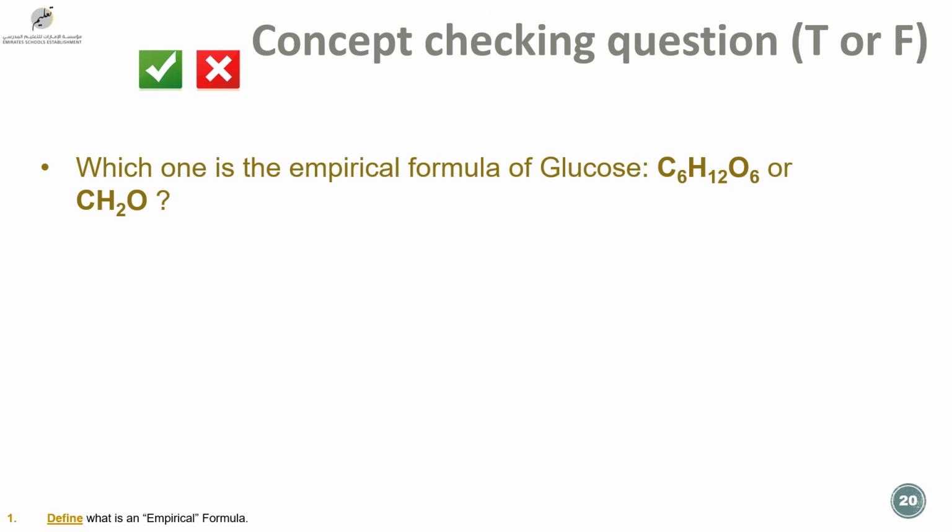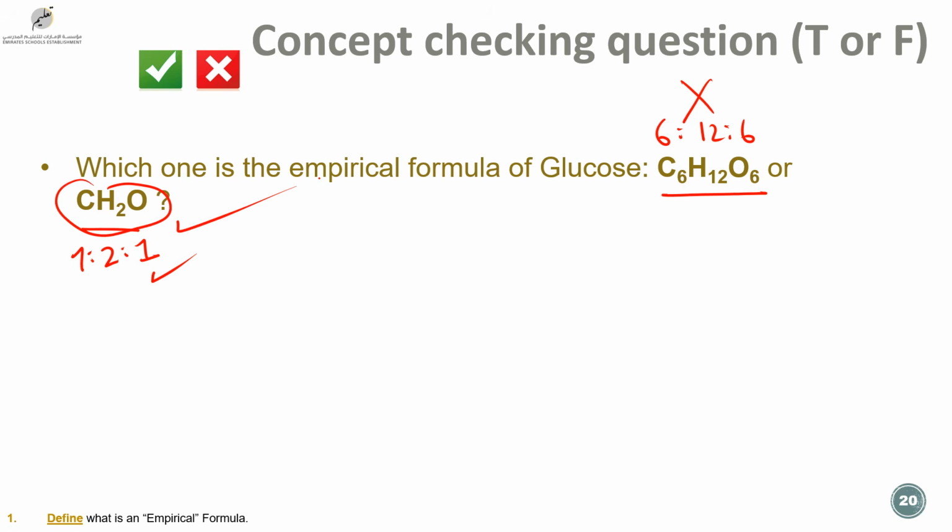Okay, which one here is the empirical formula of glucose? This one or this one? So here is 6 to 12 to 6. Is this the simplest ratio? No. This is 1 to 2 to 1. Is this the simplest ratio? Yes. So this one is our empirical formula. This one is our molecular formula.